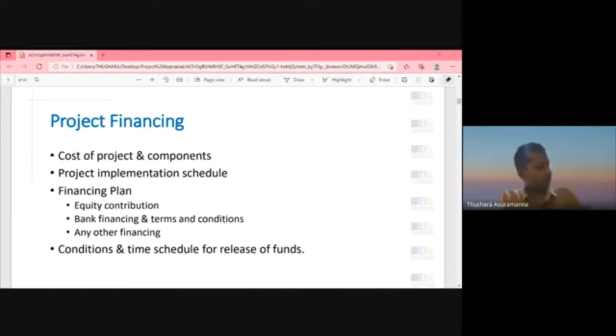Say the client purchased some time back a 1 acre land for 10 million. Right now the value is 15 million. The client comes and tells you, I have a 15 million land, which is my equity.